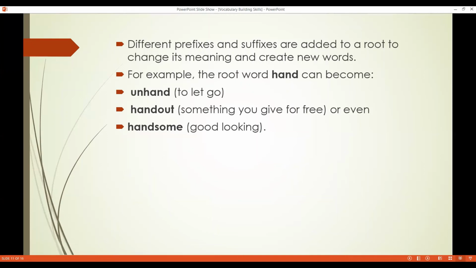Different prefixes and suffixes are added to a root to change its meaning and create new words. For example, the root word hand can become unhand, that is, to let go. Handout, something you give for free, or even handsome, which is good looking.